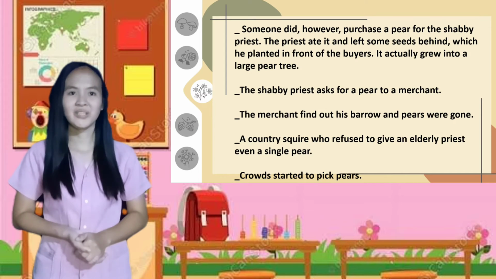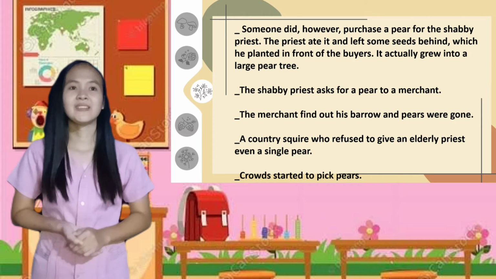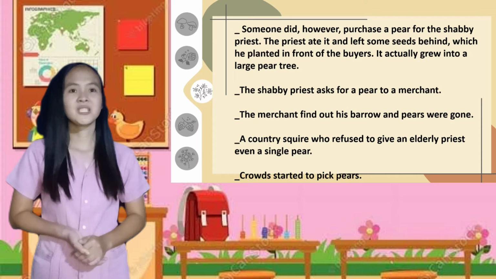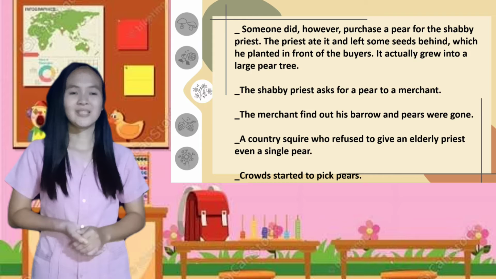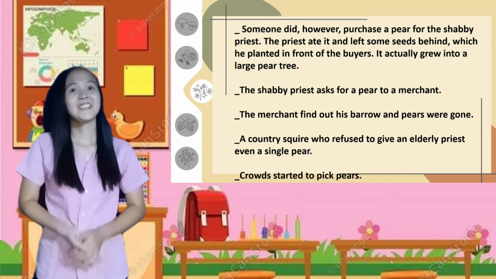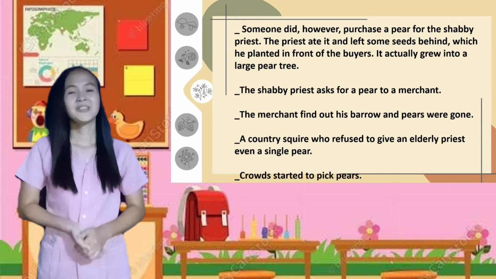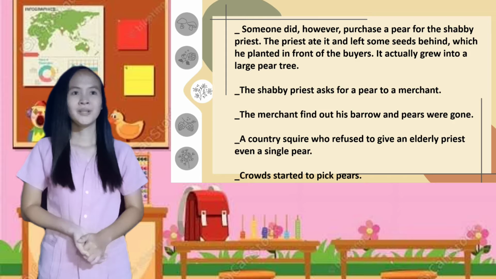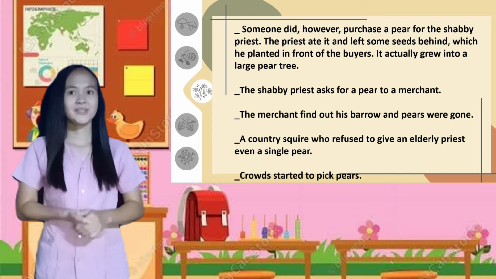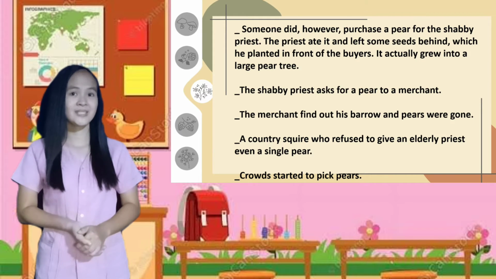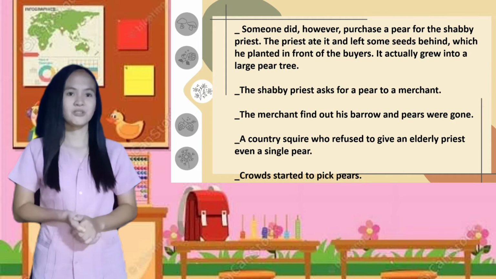Someone did, however, purchase a pear for the shabby priest. The priest ate it and left some seeds behind, which he planted in front of the buyers. It actually grew into a large pear tree. The shabby priest asked for a pear from a merchant. The merchant found out his barrow and pears were gone. A country squire refused to give an elderly priest even a single pear. The crowds started to pick pears.